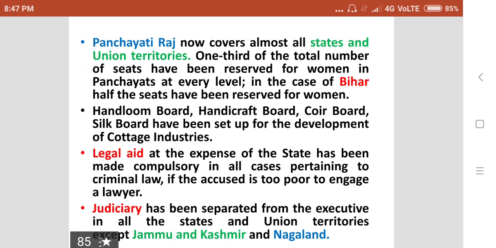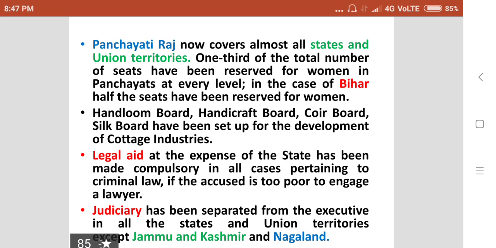Panchayati Raj now covers almost all states and union territories. One third of the total number of seats have been reserved for women in panchayats at every level. In the case of Bihar, half of the seats have been reserved for women. Handloom board, handicraft board, coir board, silk board have been set up for the development of cottage industries.